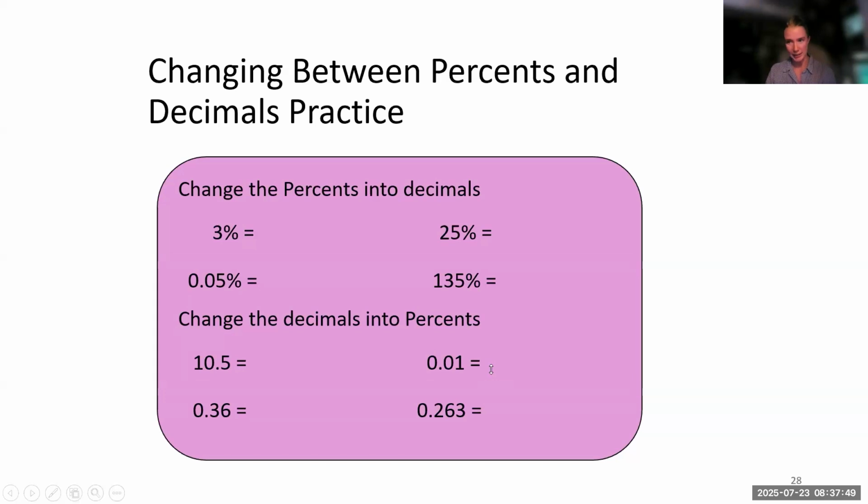So let's do a little practice. We're going to practice changing between percents and decimals. So go ahead and grab that pen and paper again. Or if you don't have that, talk it through with your neighbors. Look at, start with the percents. We've got 3%, 0.05, so on. Those first four are changing percents to decimals, and then the bottom four are changing decimals to percents. And I'll give you all about 2 minutes to go ahead and practice that.